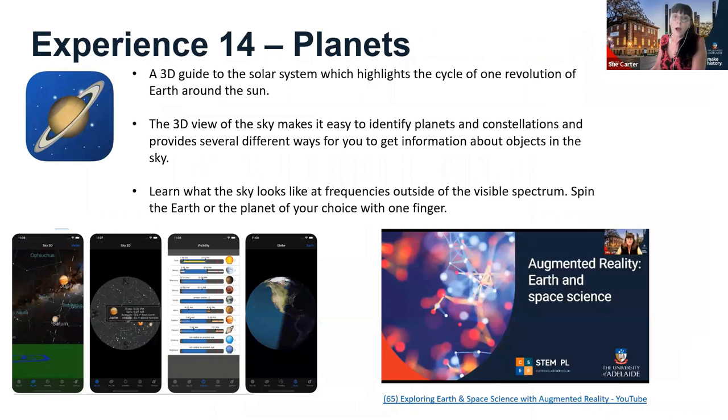Now, Planets is another really good way of experiencing our solar system in a 3D way, where you're seeing the Earth actually revolve. It's one revolution around the sun, and you can identify different planets and constellations and find out information about our sky. Now, we touched on this in a previous webinar. So if you go to our CSER YouTube channel and look for the webinar that's exploring Earth and space science with augmented reality, we unpack Planets and how they can be used.